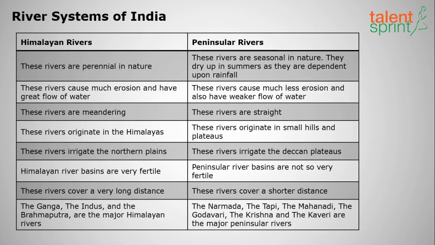That means they flow throughout the year, and peninsular rivers originate in the peninsular plateau and are not perennial in nature. Himalayan rivers have long distances, whereas peninsular rivers have lesser distances. Indus, Ganges, Brahmaputra are Himalayan rivers. Godavari, Krishna, Narmada, all these are peninsular rivers. The major difference is that Himalayan rivers are perennial and peninsular rivers are not perennial, they get dried up.